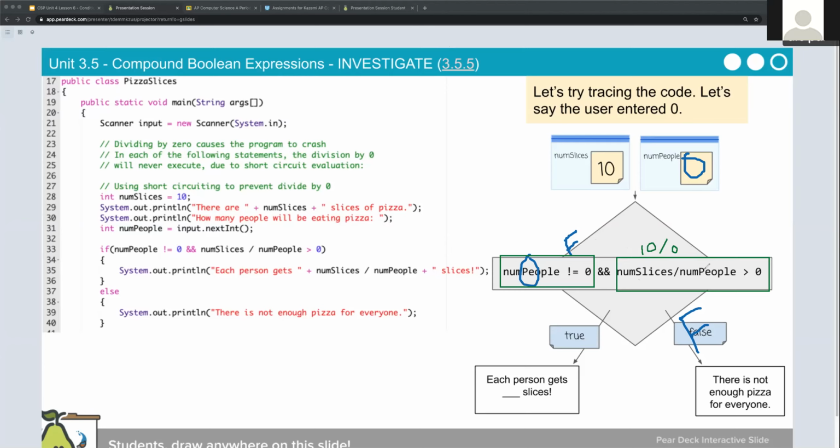Instead, it sees this first false, knows that as soon as you see one false in an and statement, it doesn't matter what this is, so it doesn't even look at this. And it just automatically says, okay, it's false. And then it goes down here and prints out that there's not enough pizza for everyone. Please let me know if you have any questions about that. So again, this process is called short circuiting.